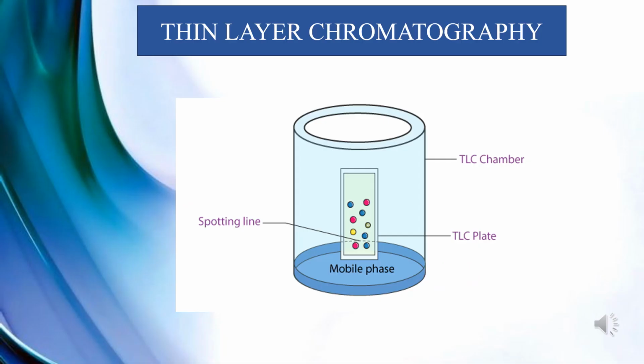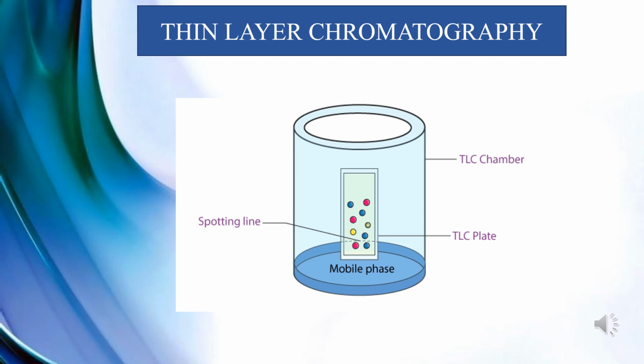Then coming to the second one, which is thin layer chromatography or TLC, in this process of thin layer chromatography, the mixture of substances is separated into its components with the help of a glass plate coated with a very thin layer of adsorbent such as silica gel and alumina, as shown in this figure. The plate used for this process is known as a chrome plate.